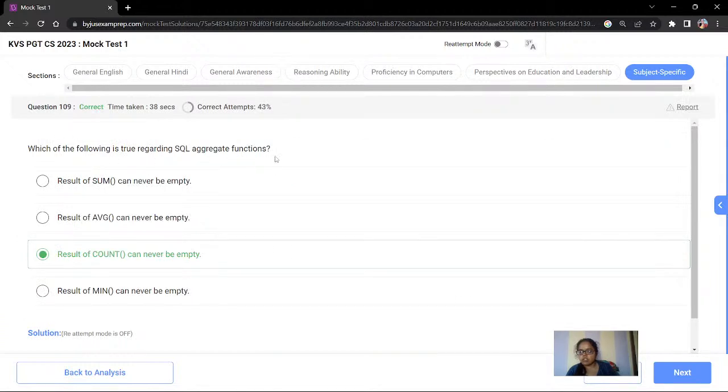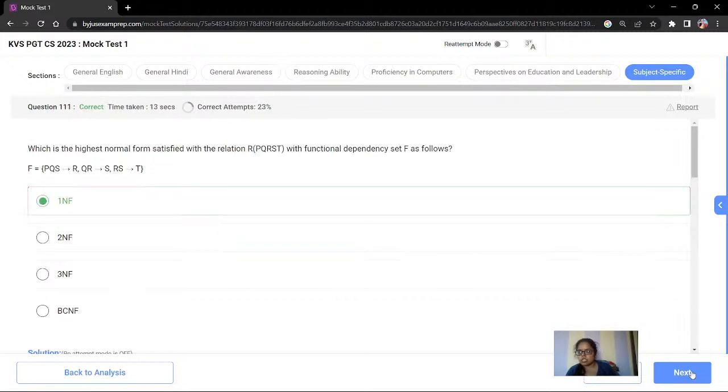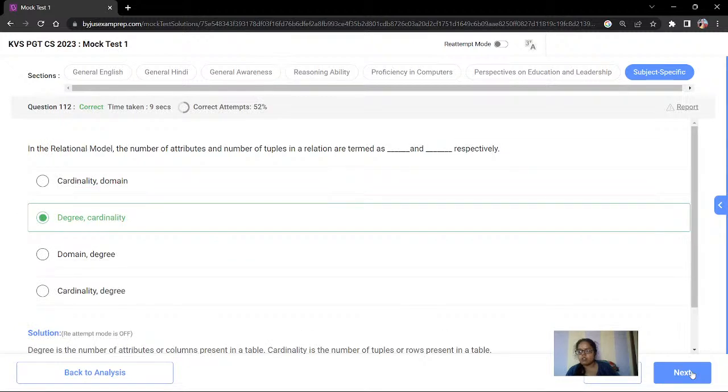Now, which of the following is true about SQL aggregate function? The correct answer is that the result of count can never be empty. Next, which of the following is true about a given dependency? It forms redundancy and is allowed in 3NF. This is a true statement. Next, this relation is in 1NF. Now, in the relational model, the number of attributes and the number of tuples in a relation are termed as degree and cardinality.